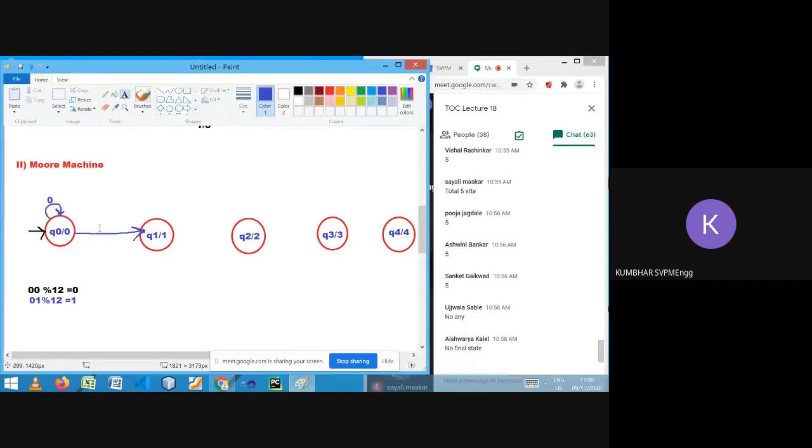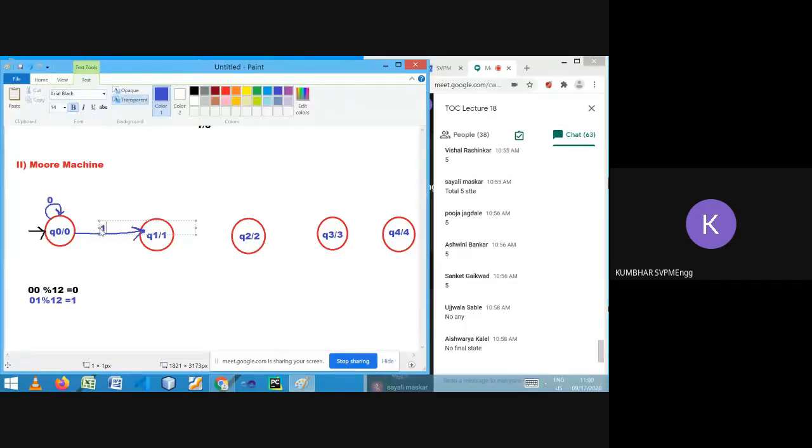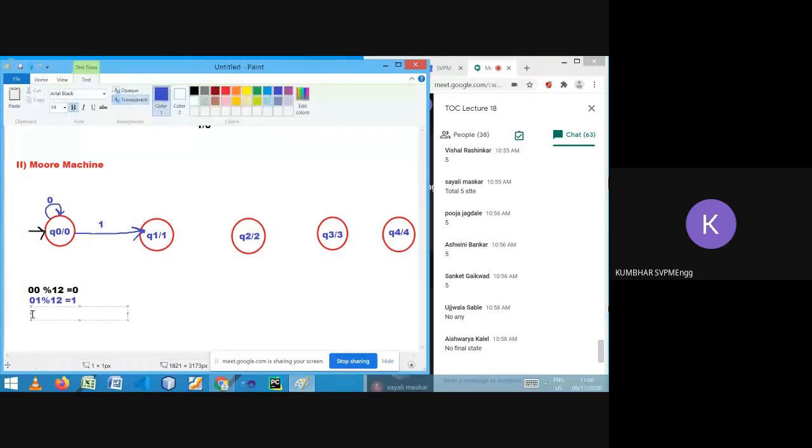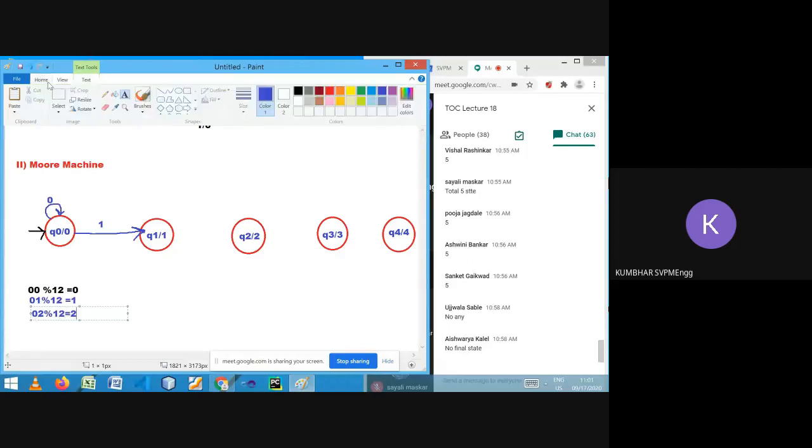Now no need to show output on transition. Output is shown in the state. And if we read 2, 2 mod 5 will give output 2. So we have to move to that state which is giving the output 2, and yes, Q2 is giving the output 2. So we have to show this transition here. Q2. And input is 2.